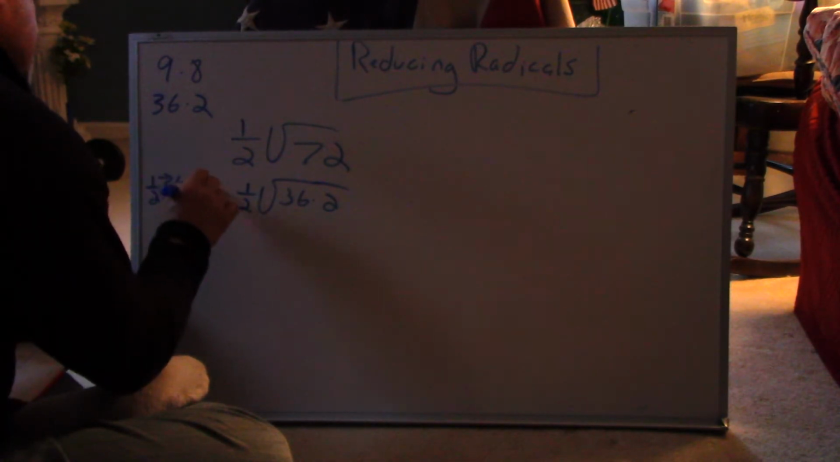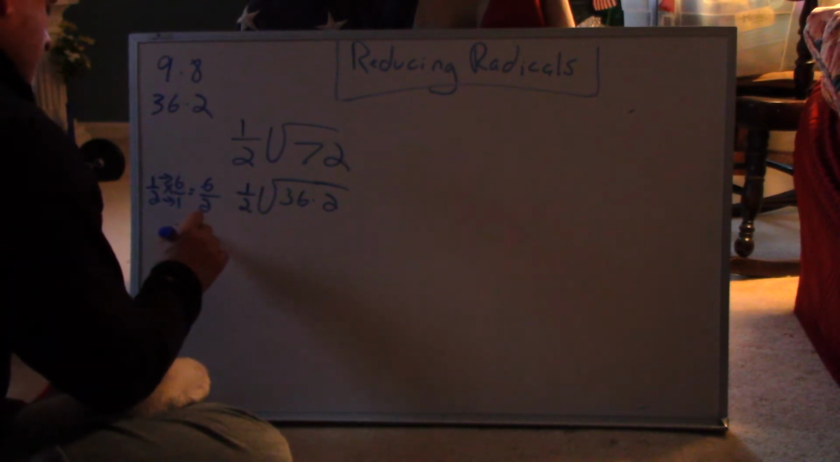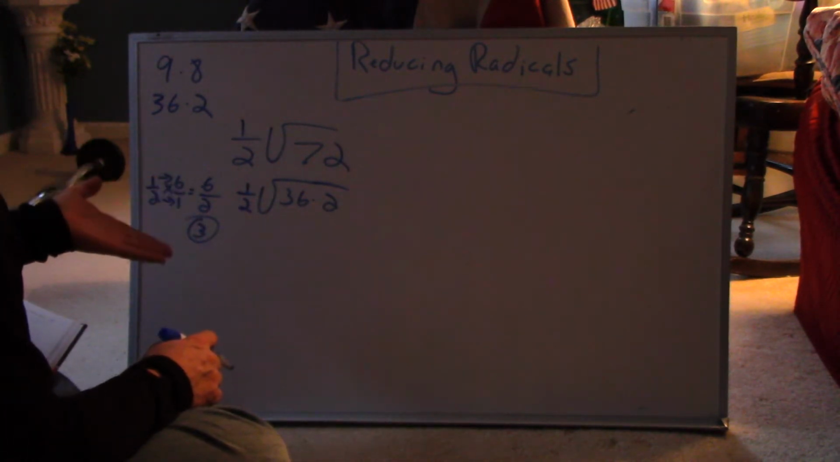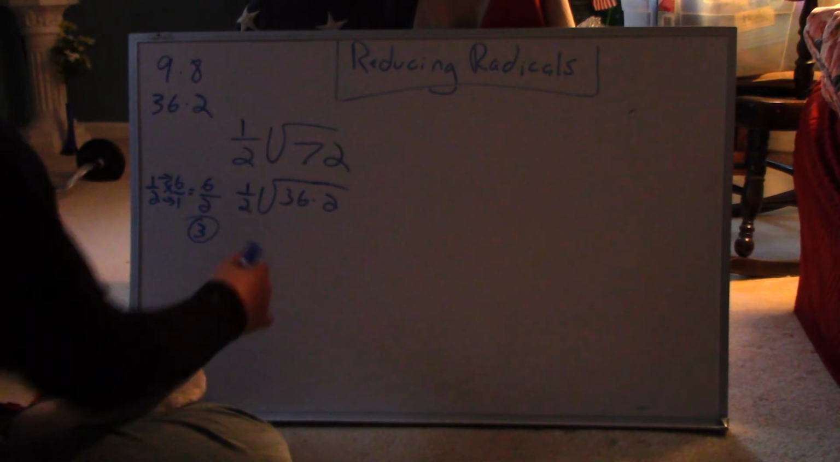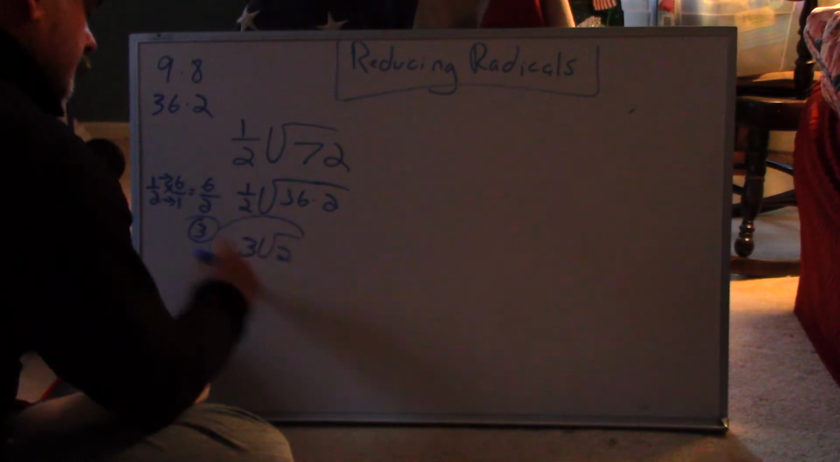1 times 6 is 6. 2 times 1 is 2. Okay, 2 into 6 is 3. Well, it's the same thing as what I told you. The square root of 36 is 6 times a half. You cut in half, it's 3. 3 radical 2. Done.